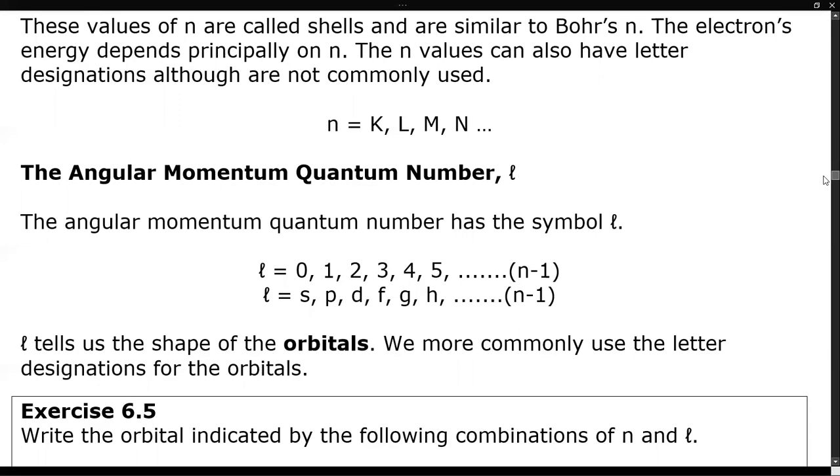Now, we often give those letter designations. So L equals 0 is an s, 1's a p, 2's a d, 3's an f. And that's as far as we'll really go with it in this class. But you could theoretically go g, h, in alphabetical order after f. L tells us the shape and the kind of orbital we're talking about. We use those letter designations in combination with the number of n and the letter for L, we can designate which orbital in which shell it is we're talking about.